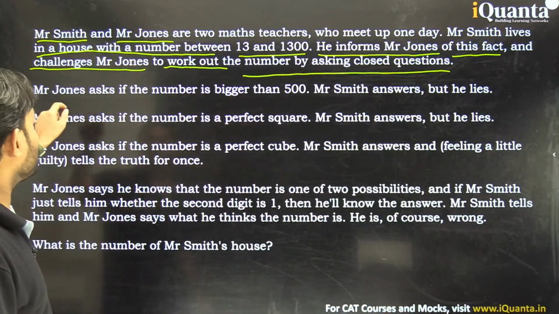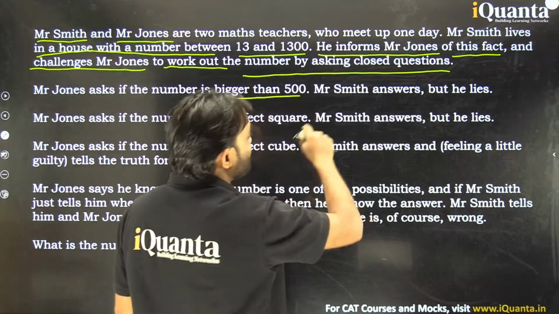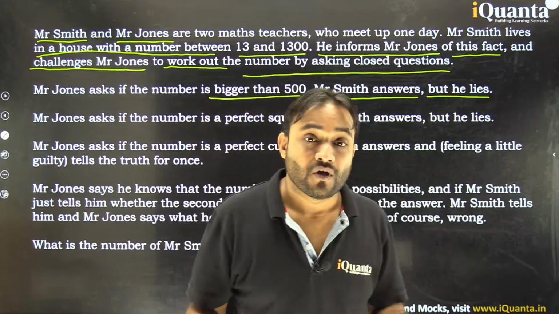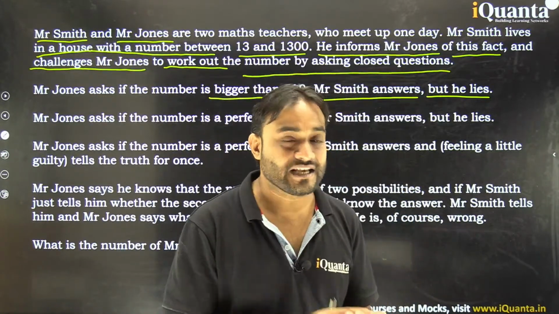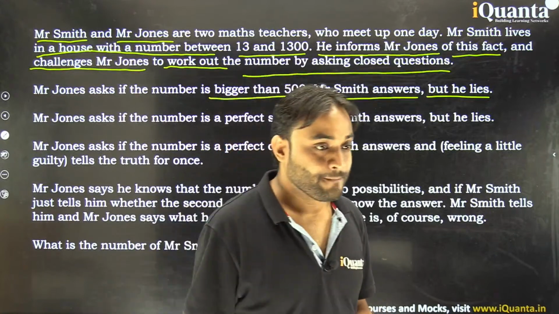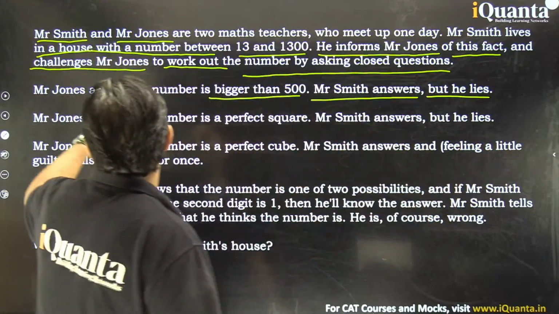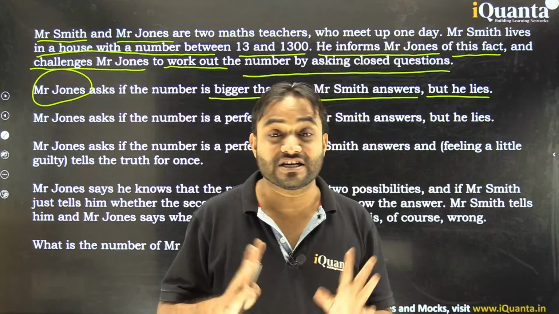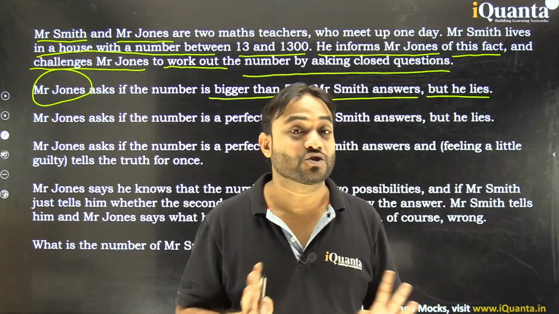Now Mr. Jones asks if the number is bigger than 500. Mr. Smith answers, but he lies. Now we don't know what Mr. Smith answered. It could be either yes or no, but we know that it's a lie. But Mr. Jones doesn't know that it's a lie. He will take it as a truth.